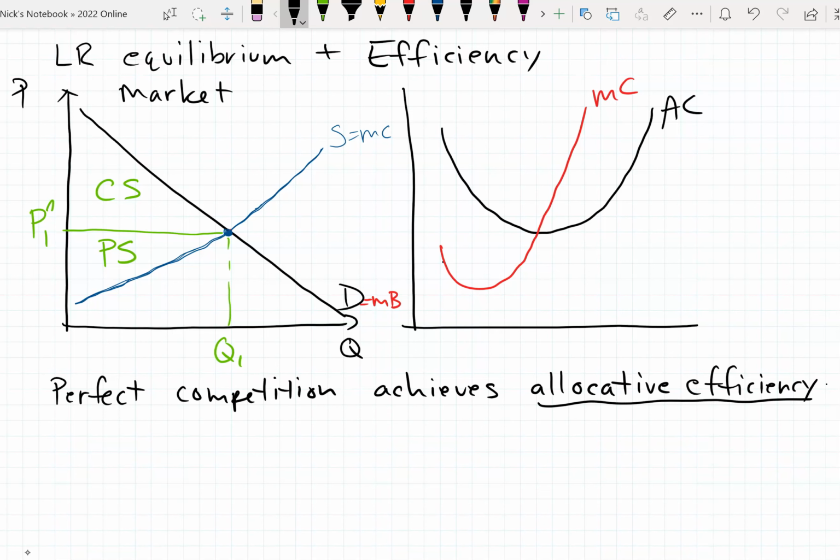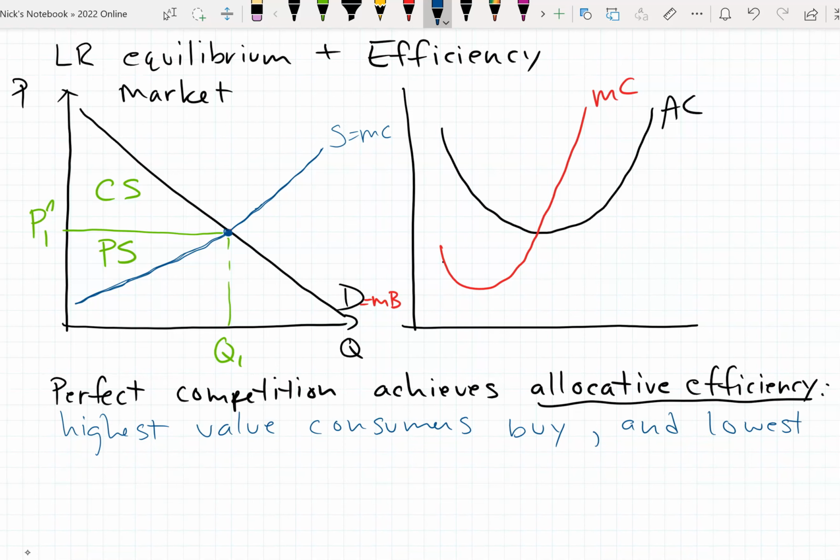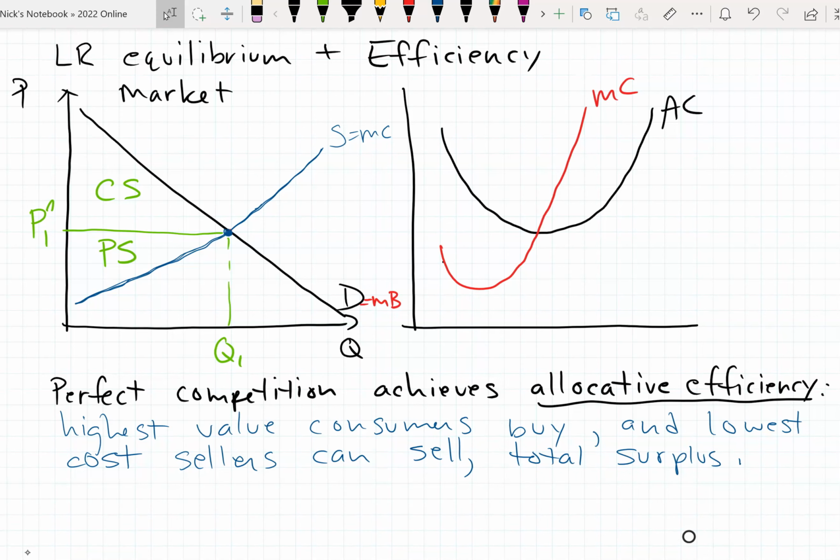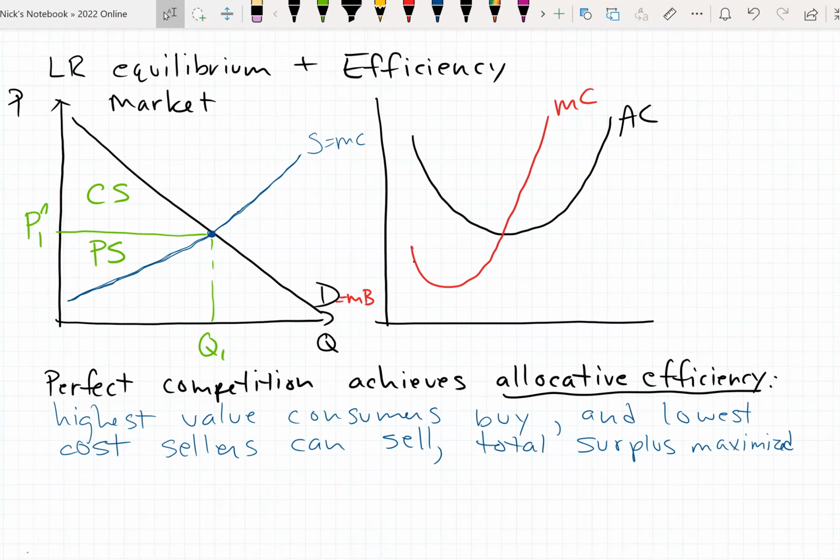Okay, so just to write that part: the highest value consumers buy, and the lowest cost producers produce. So it's being allocated in a way that is efficient and allows us to get as much surplus. Sellers can sell, right? So our total surplus is maximized. That's the idea.